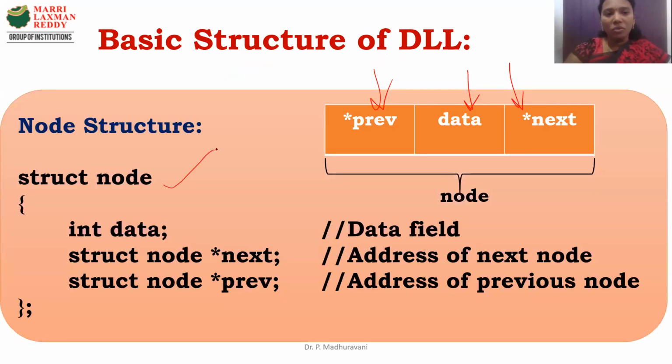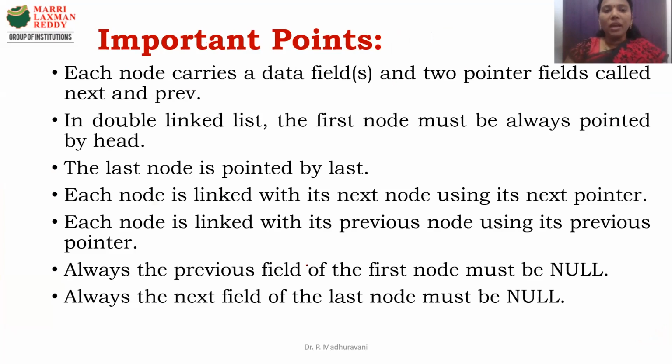Let's see the basic structure. Here we declare a node structure with the help of the struct keyword, and declare a data variable, which here I am declaring as of type integer. This can be of any type, that can be integer or character or float or whatever it is. Now take the next pointer to hold the address of the next node, and in a similar fashion you declare the previous pointer to store the address of the previous node. You should be very careful about these points. Here each node carries the data field and the two pointers: one is the next pointer to store the address of the next node, and the previous pointer to store the address of the previous node.